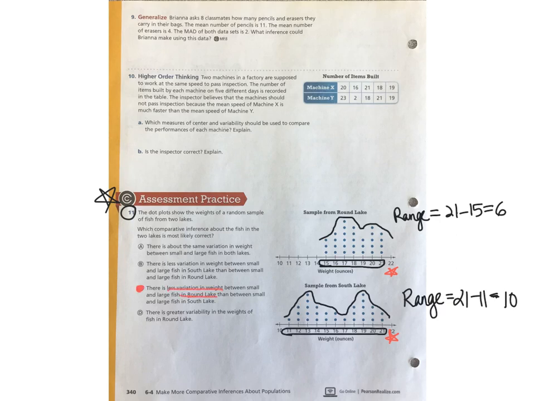And the correct answer is C. There is less variation in weight between the small and large fish in Round Lake than between the small and large fish in South Lake. And by looking at the 2 dot plots, that makes sense. Variation tells us how different those values are. And in Round Lake, the values are pretty close together. The range is small, and the data values are all very closely packed together. There's not a lot of difference between them.